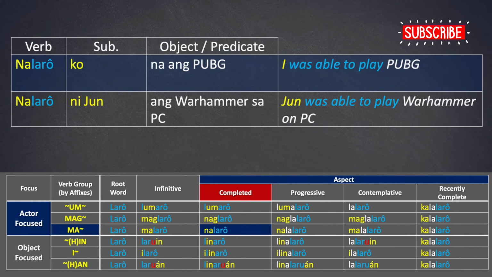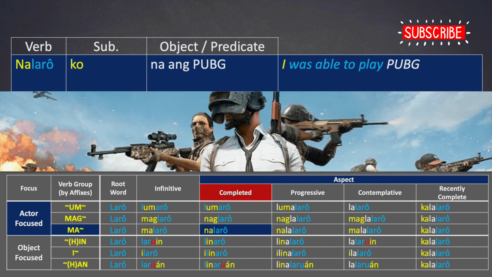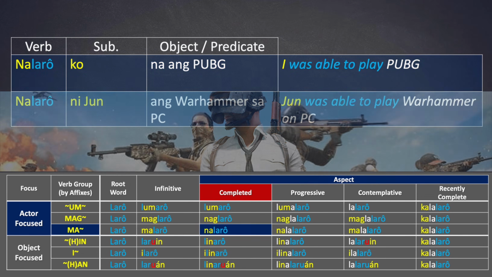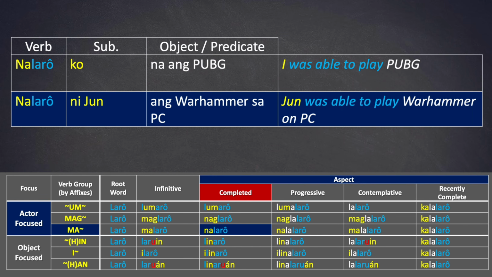Ayos ba? Are you getting the hang of it? I hope so. On to our last verb. Nalaro ko na ang PUBG. I was able to play PUBG. Nalaro ni June ang Warhammer sa PC. June was able to play Warhammer on PC.